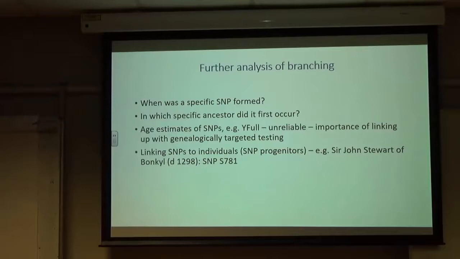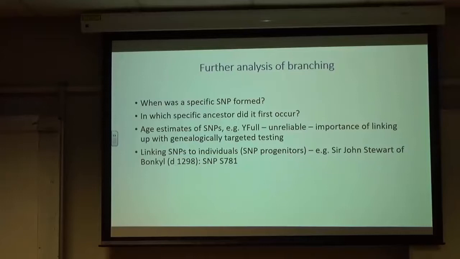Ideally, we would like to get to the point where we can link specific SNPs to specific individuals, historical individuals, which we're now calling SNP progenitors. And probably the first and most famous example of a SNP progenitor is Sir John Stuart of Bonkle, who died in 1298 at the Battle of Falkirk. And he carries SNP S781, which was discovered in 2014.